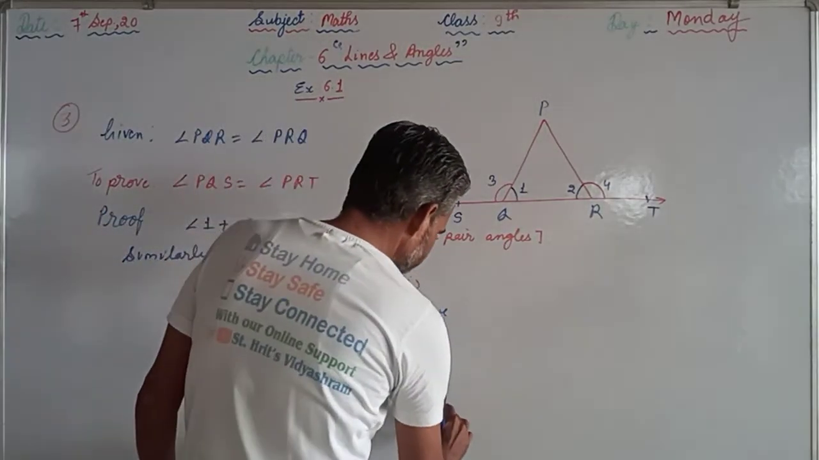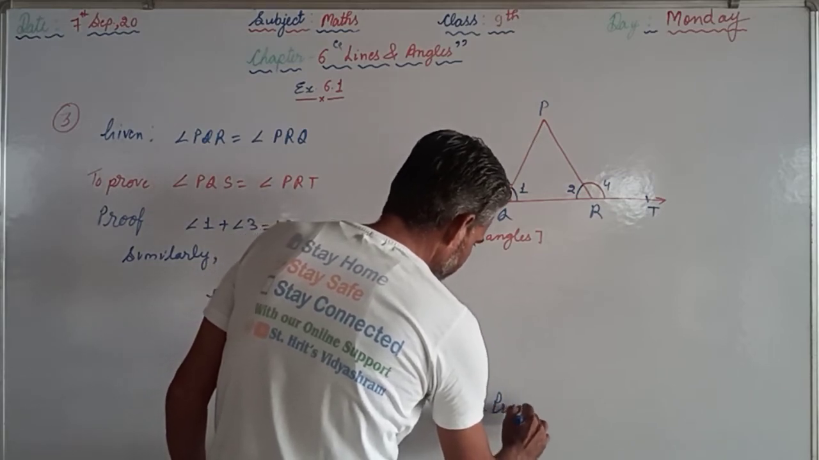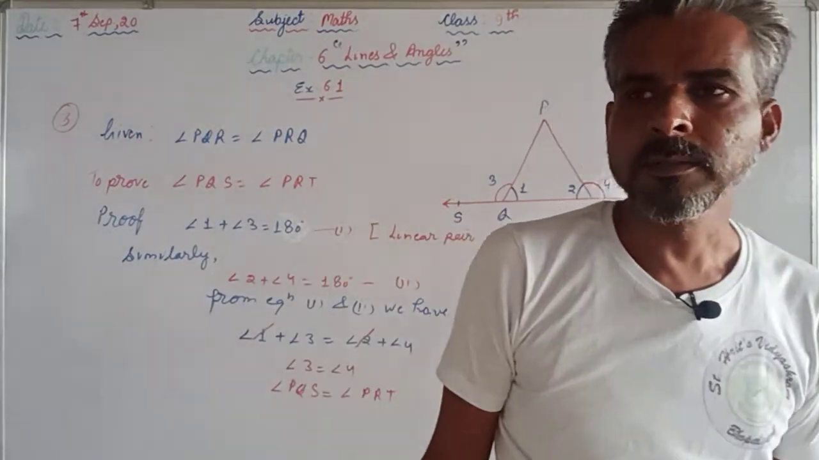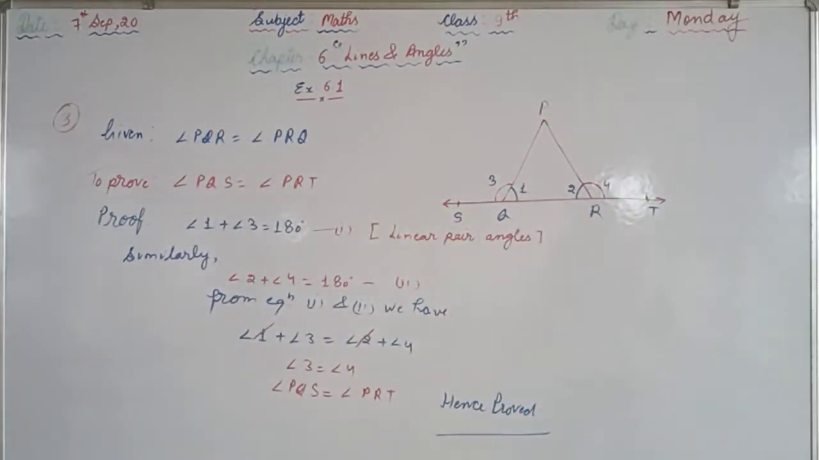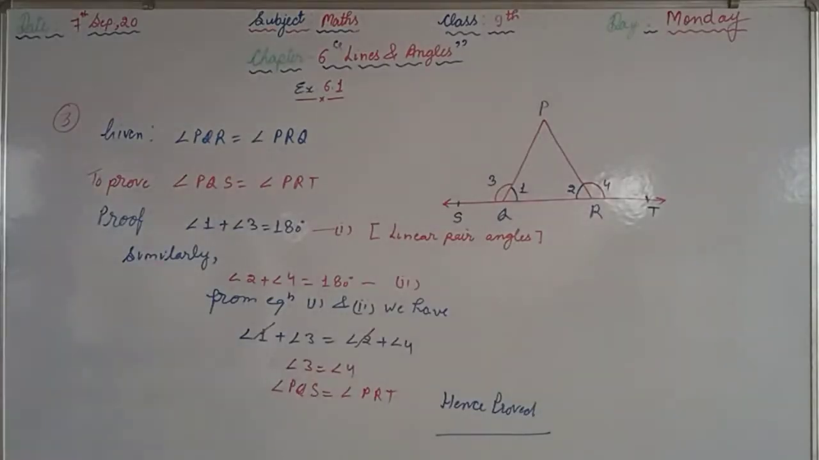That's why at last we will write hence proved. This is the proper way, or the proper method, which we are supposed to use to prove such type of questions. After this, we are supposed to proceed to the next question, that is question number 4.